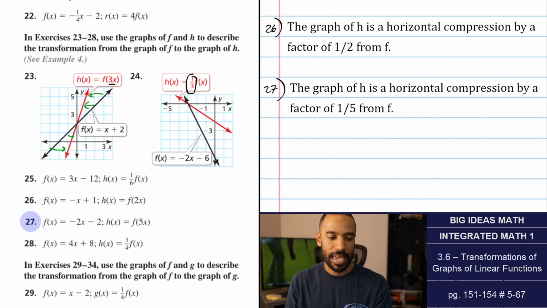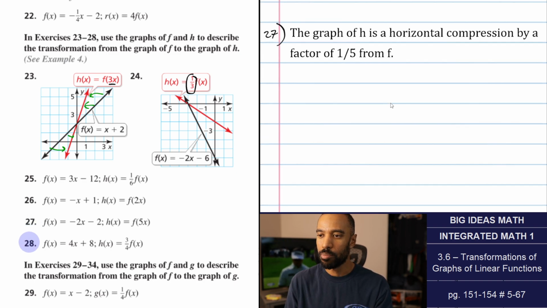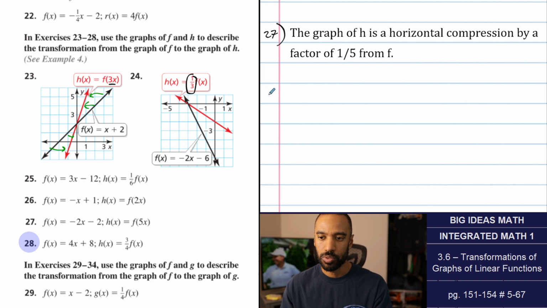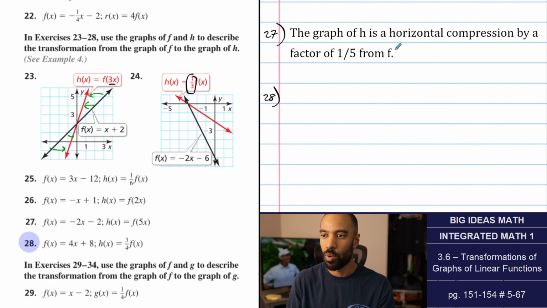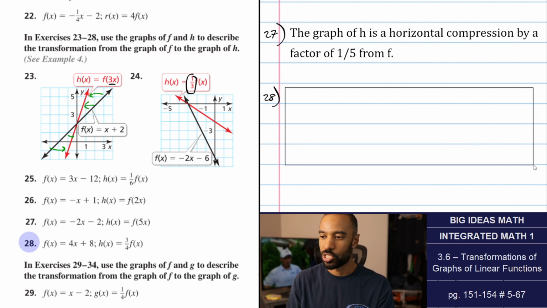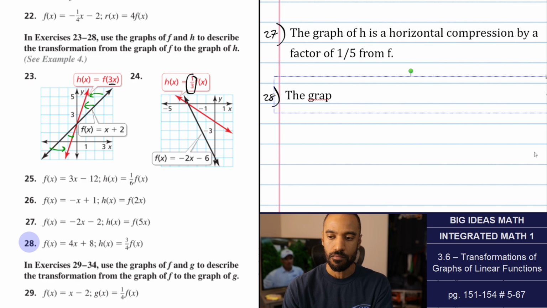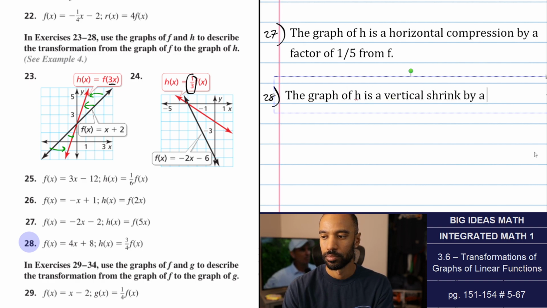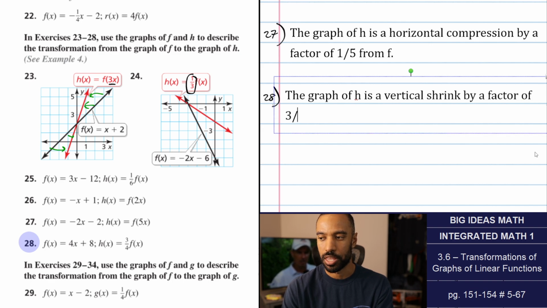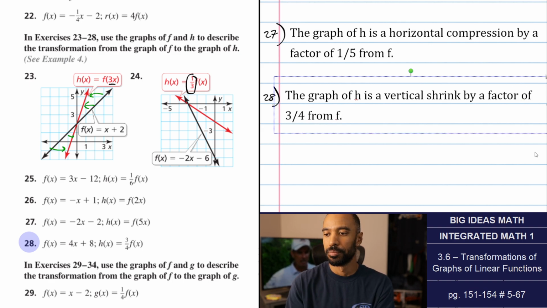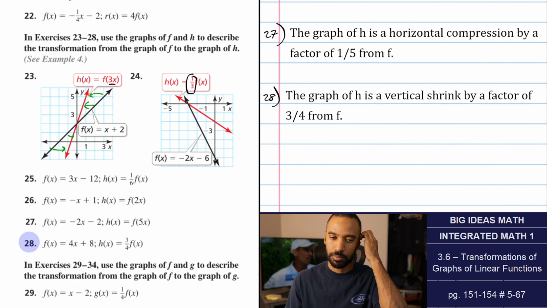And number 28 is back to verticality because it's outside your function. We're about to make them 3/4 the size. 3/4 is less than 1. Therefore, it's still a shrink. You still say the number of 3/4 from f. This time I use the word shrink again.